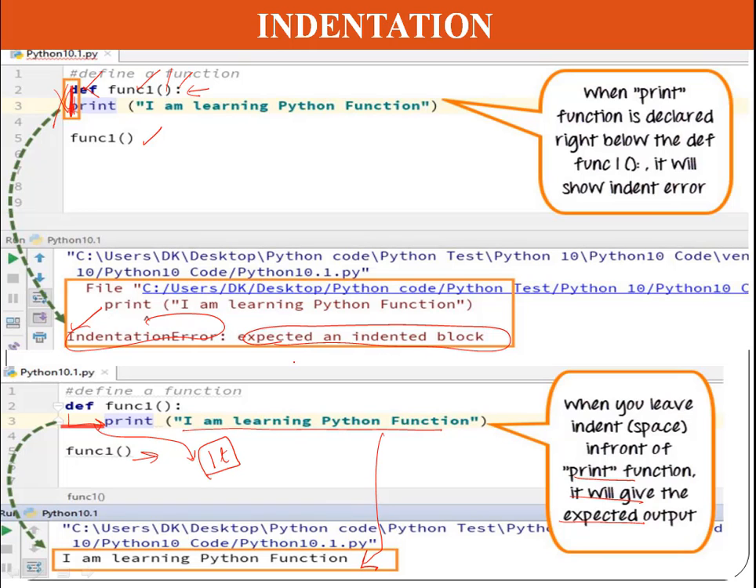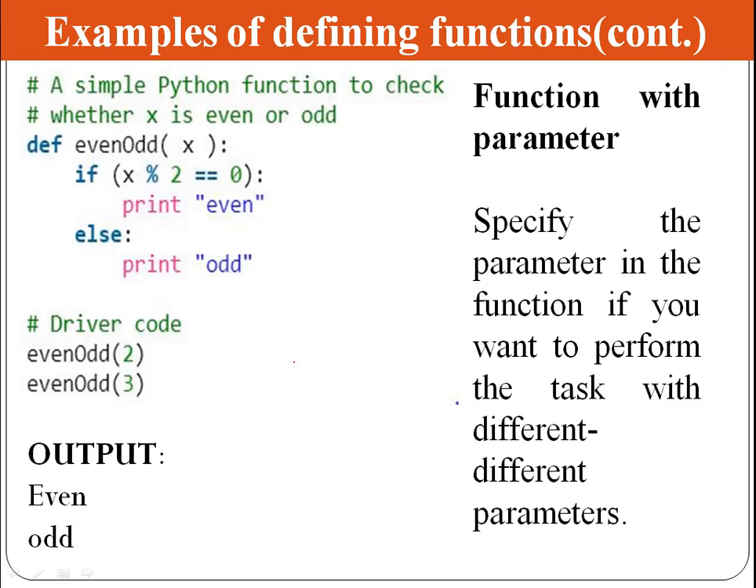A simple Python function to check whether x is even or odd. So we are starting with defining the function: def, name of the function, parameters to be passed. So you have used if condition over here. Then you have used the indentation over here, right? So everything at the one level. Now you have put some condition, you are checking whether it is even. If x modulus 2 equals to 0, it is even. Now this print statement is part of this if.